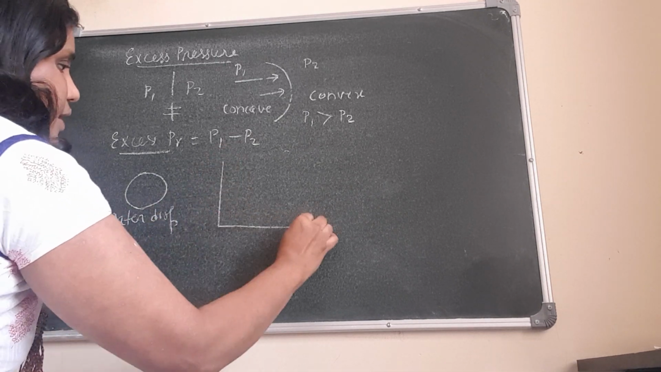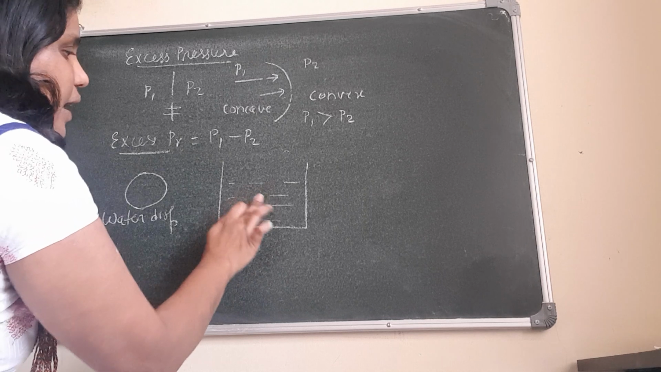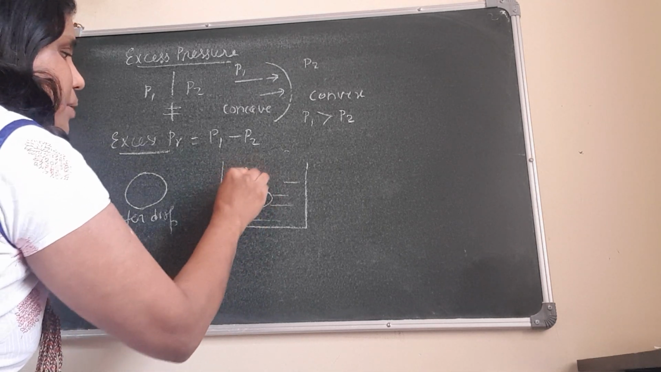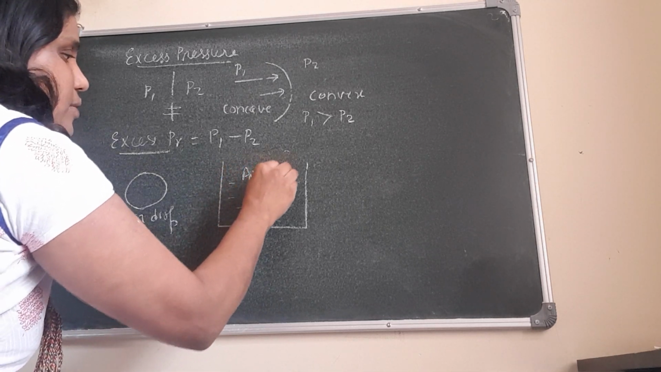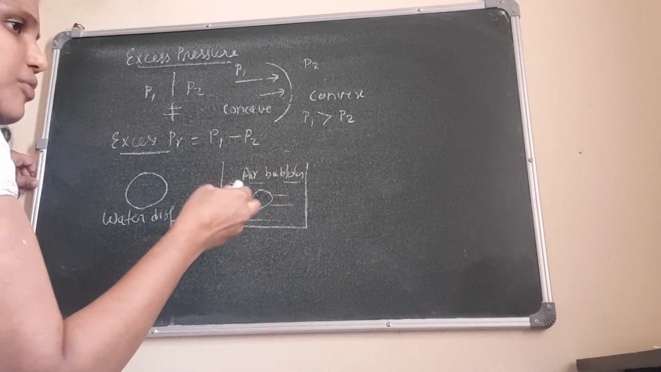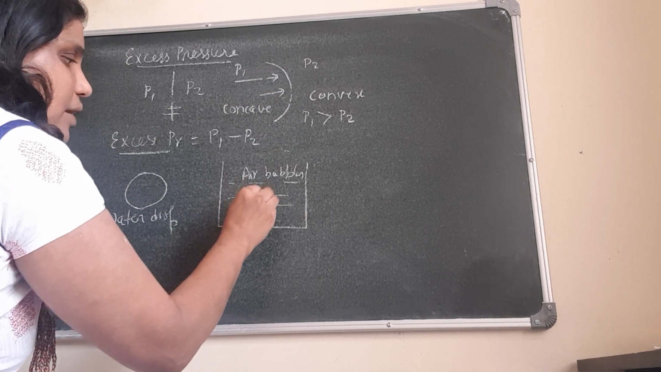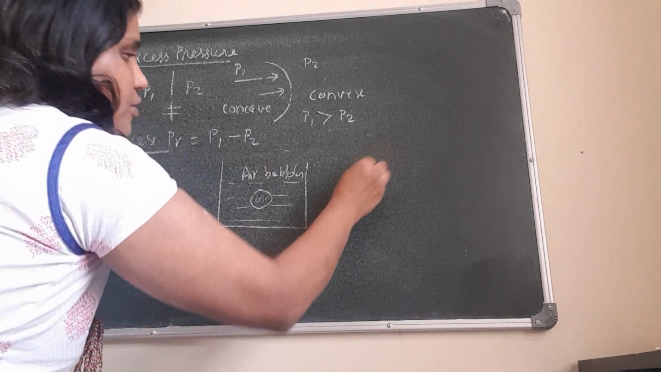In the second case, you have a liquid somewhere and there is an air bubble. This is my air bubble inside a liquid. What is an air bubble? You could have seen it when something is boiling: there is air here. There is no liquid here, there is air. And the third one is a soap bubble.